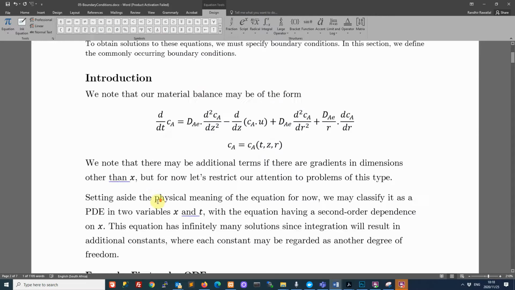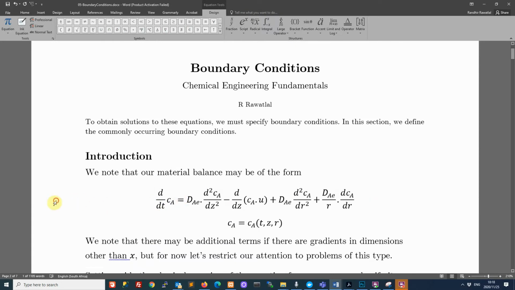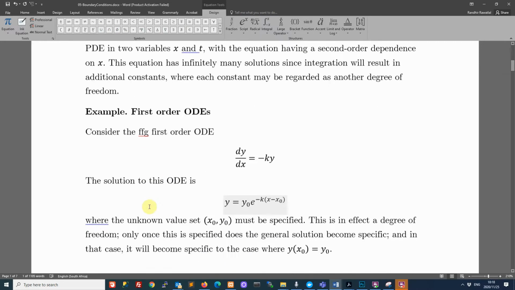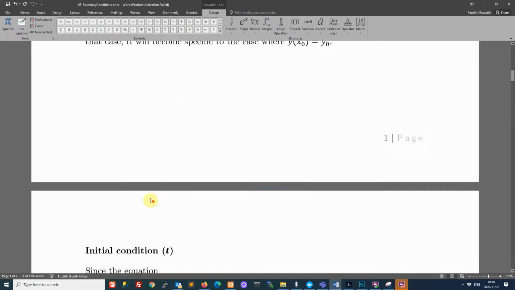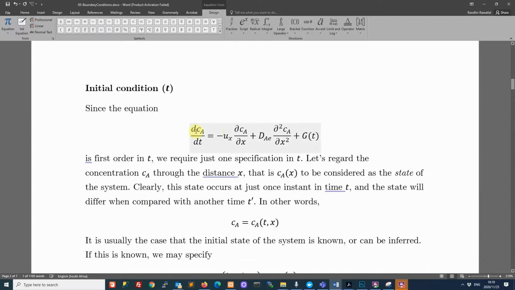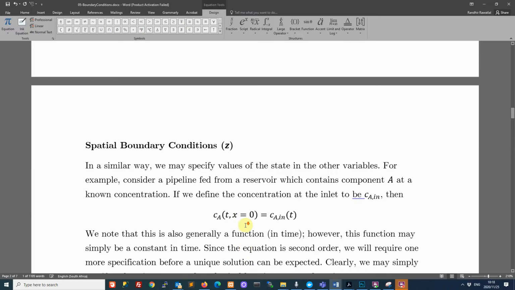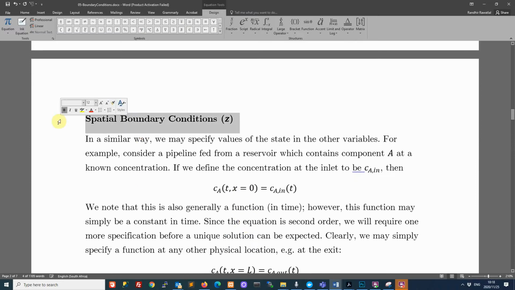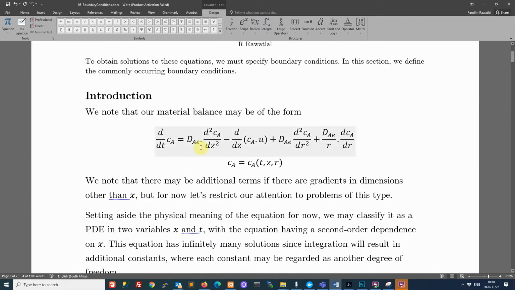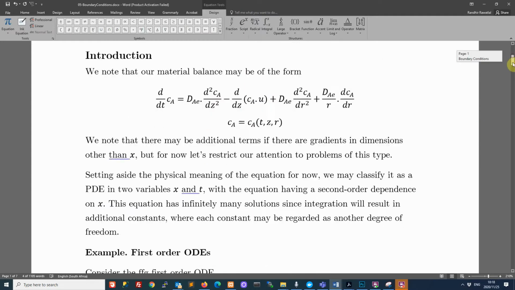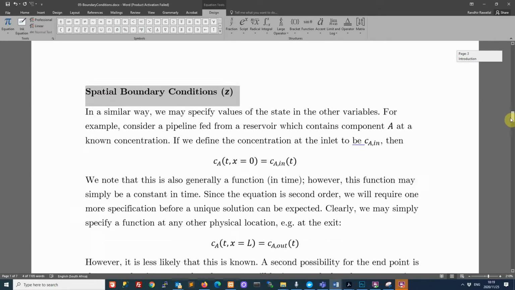And you see that would be quite enough to satisfy at least this requirement. Here it's first order in t, so we need one equation. And so we just specify that we need to know the whole function at some instant in time. So that's initial condition. And then under spatial boundary conditions, we are now talking more about the types of conditions for the z variable. So let's look at the z variable.